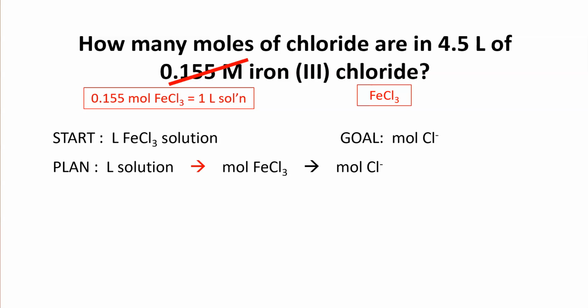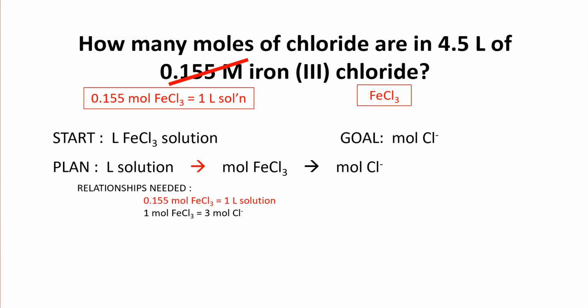So I can get, again, from liters of my solution to moles of my solute, which is the whole compound iron 3 chloride, using my molarity. So that's the red arrow conversion to match the information in the red box there for molarity. And then I need to convert from moles of my solute, the iron 3 chloride, to moles of just one component, one part of that compound, to moles of just the chloride ion.